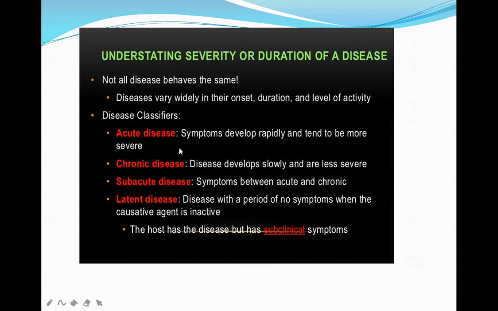Classifiers. Acute diseases: symptoms develop rapidly and tend to be more severe. Chronic disease develops slowly and is less severe. Subacute disease has symptoms between acute and chronic. Latent disease has a period of no symptoms when the causative agent is inactive. The host has the disease but has subclinical symptoms.